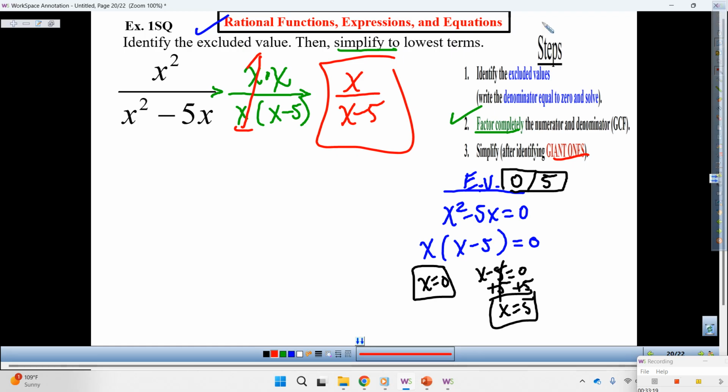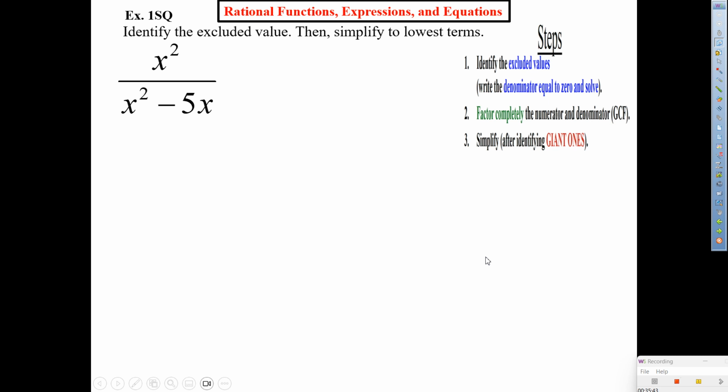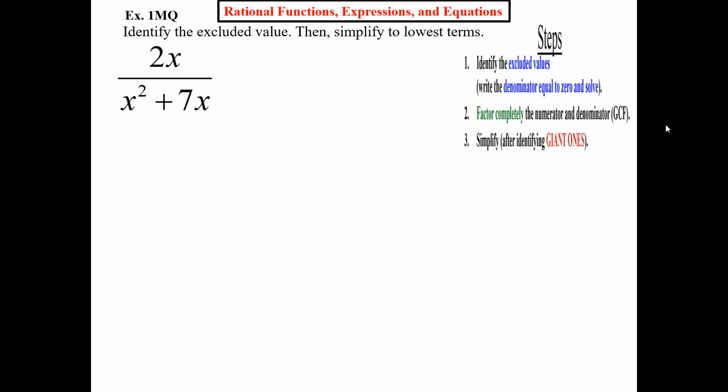Let's do another one. Copy this one. Example 1 omega cube. I'm going to have you do that one by yourself. Go. Example 1 omega cube: 2x over x squared plus 7x. Very similar to the one we just did. Go.